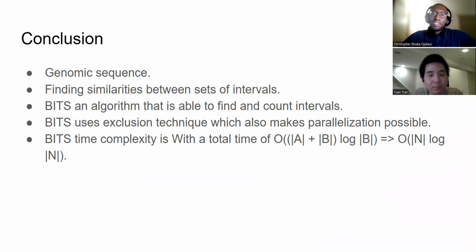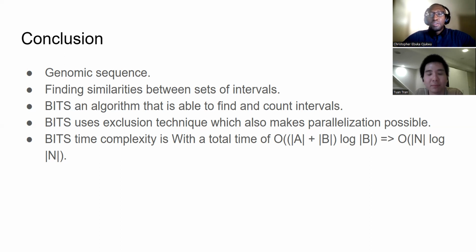And BEATS uses the exclusion technique, like Tuan has explained, which is when we have an interval, we find everything leading up to the start of that query and everything after the end of that query. And by taking those things away, we're left with the things that actually match the query. And this makes it able to do parallelization, so that we can have as many queries as possible and run everything at the same time.